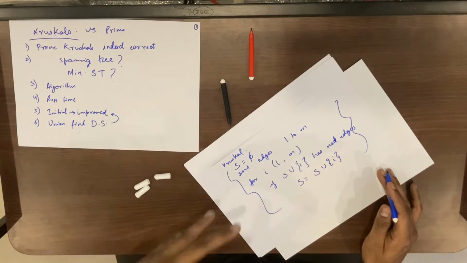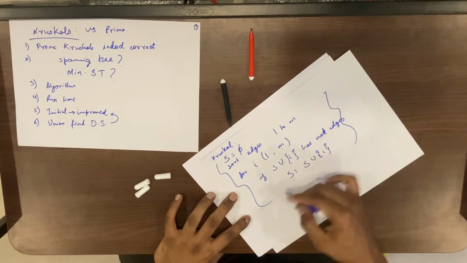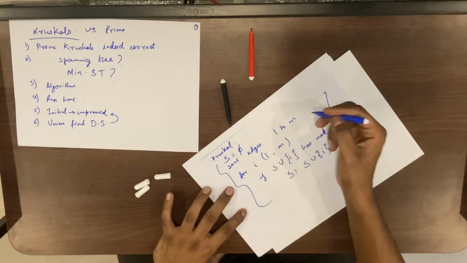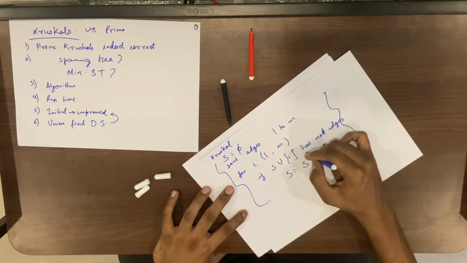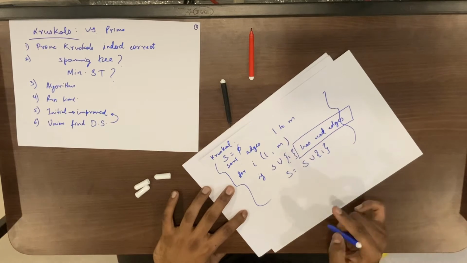It seems very simple in pseudocode, everything does, but let's think about how we'll implement this. First of all, sorting edges is straightforward. I goes from 1 to m. Checking whether S union i has a cycle is going to be the tricky part.